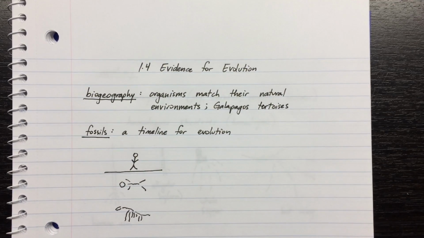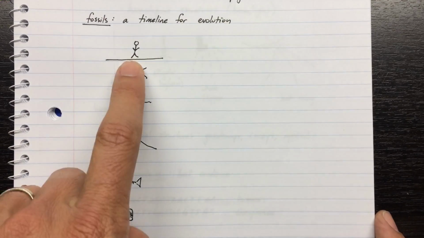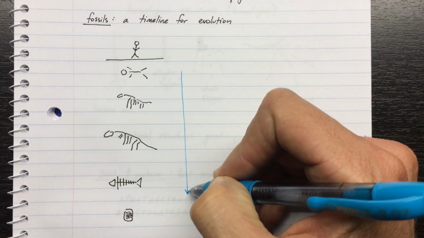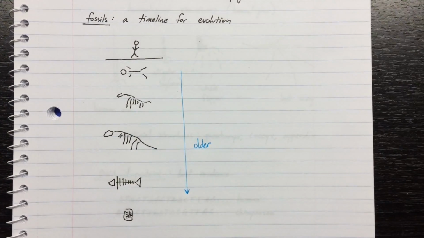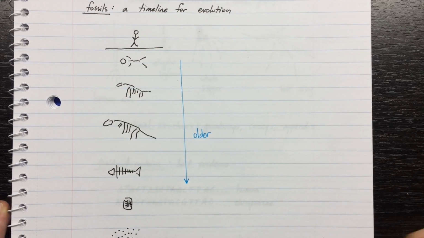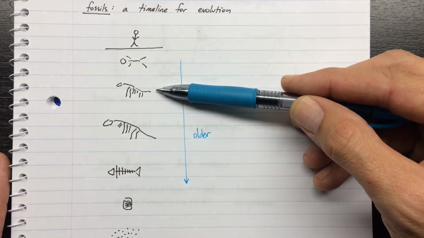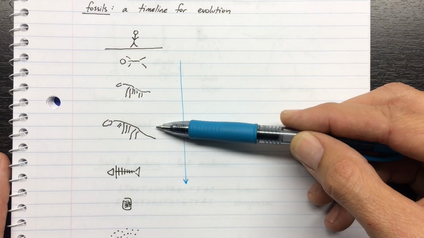Now, fossils provide almost a timeline for evolution. In my drawing here, you can see that we have a human on the surface of the Earth. If you were to dig down looking for fossils, you would be going deeper and older into the rock. You'd be finding older fossils the deeper you went. So under the surface, you might find human fossils. A little bit deeper, you'd find mammal fossils. A little bit deeper, you might find reptilian fossils like dinosaur fossils.